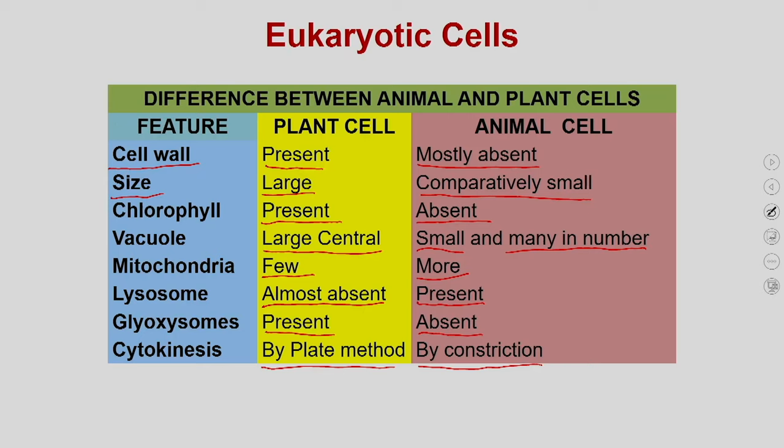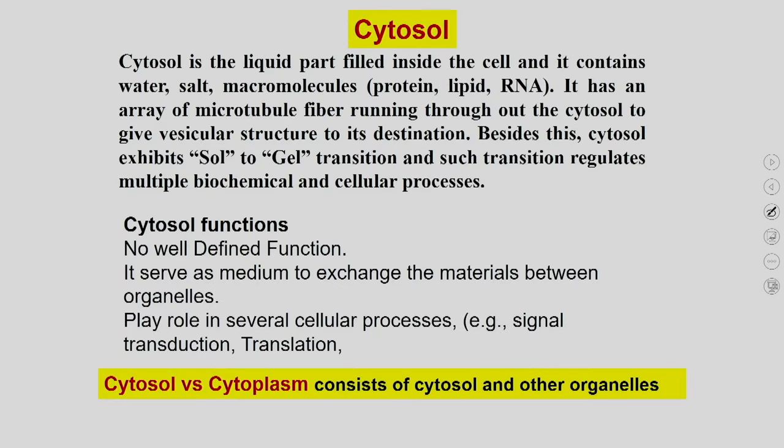So let's continue our discussion about the different organelles present in the typical eukaryotic cell. We'll start with the cytosol. The cytosol is the liquid part inside the cell, and it contains water, salt, and macromolecules such as protein, lipid and RNA.